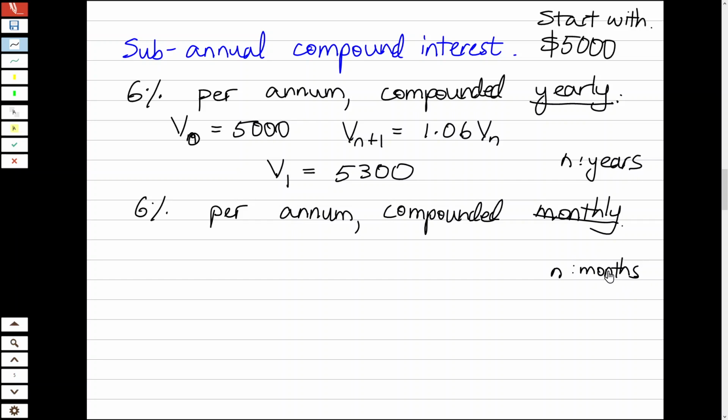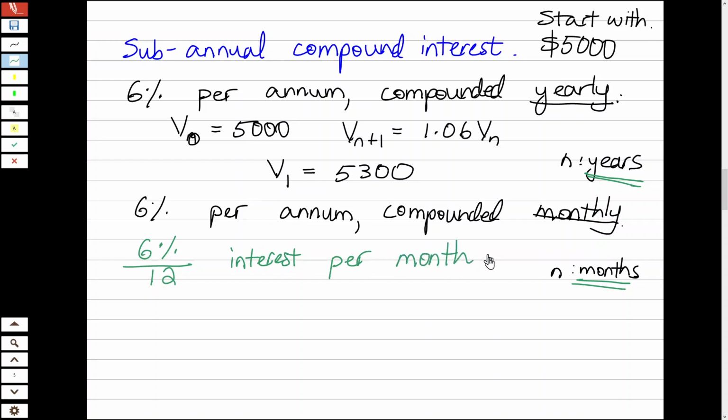Okay, so year 12s, can I get you to listen to this part, please? So here's what's happening. Here, I've set up a recurrence relation after n years. But now what's going to happen is I'm going to set up a recurrence relation on a monthly basis. So I'm not going to get 6% interest per month. That would be huge. What's going to happen is I'm going to get 6% divided by 12 interest per month.